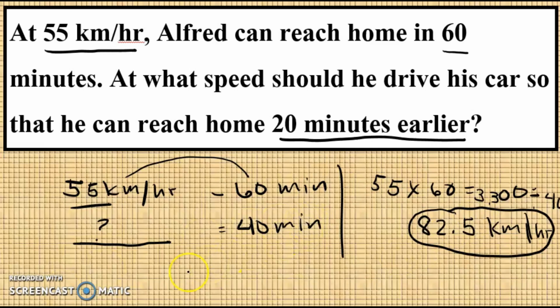So, our answer is, makakarating siya in 40 minutes sa bahay kung ito yung speed niya: 80.5 kilometers per hour. Okay? So, simple lang.